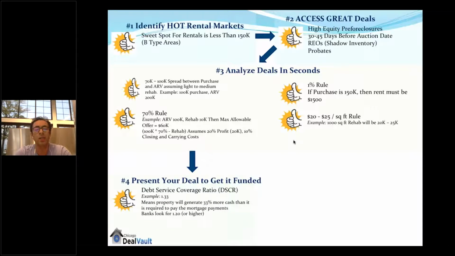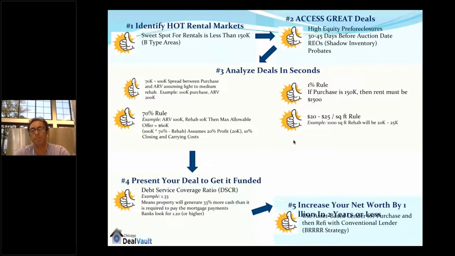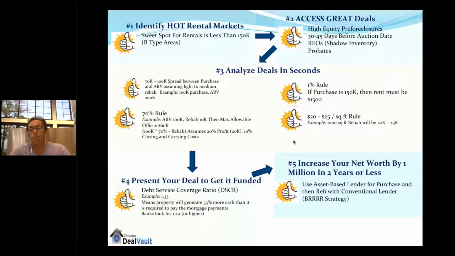Okay, and finally, you need to present the deal to get it funded to start building your rental portfolio. That's the ultimate objective, and that's the true power of real estate when you build passive income through rentals. Okay, because you're going to have other people run on the treadmill for you, so they're going to be working to pay your mortgage, and on top of that, they're going to be putting cash flow in your pocket. Super important.